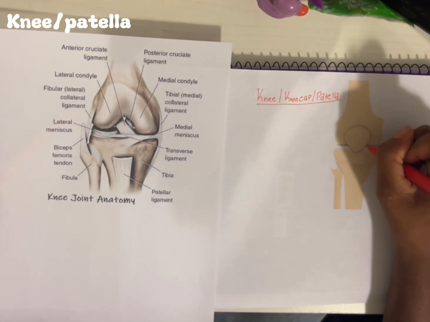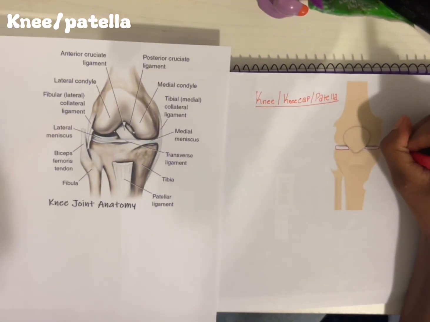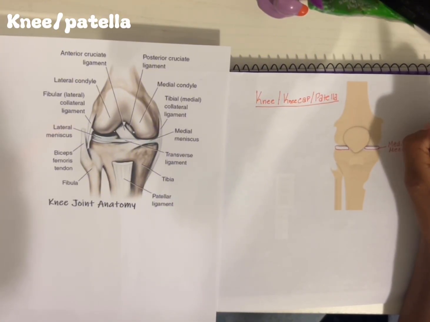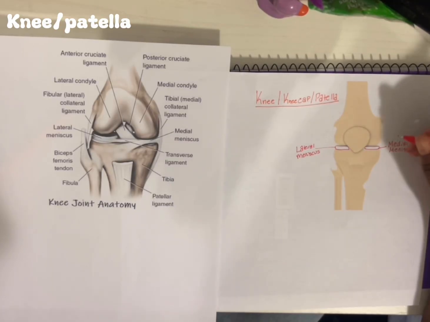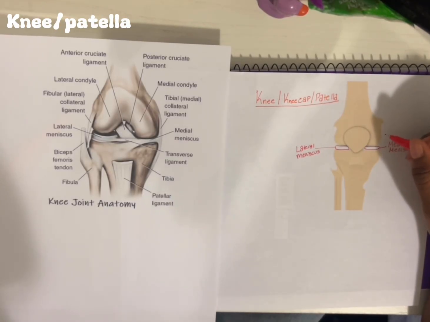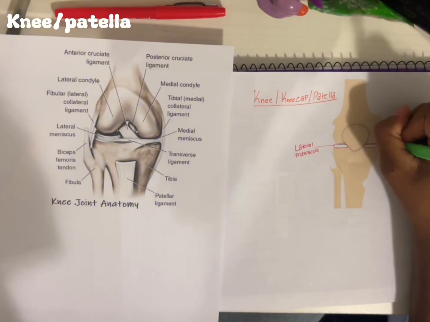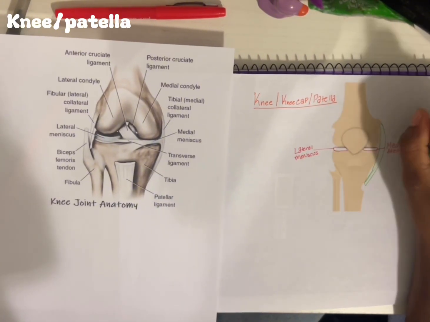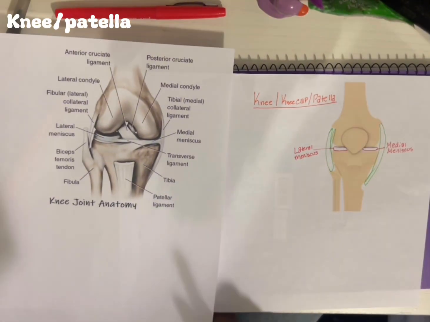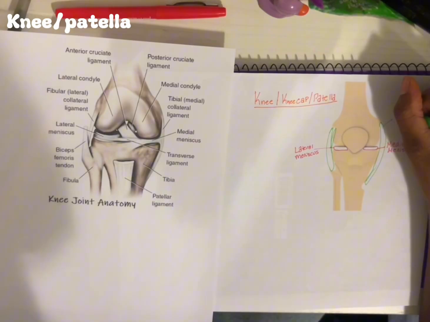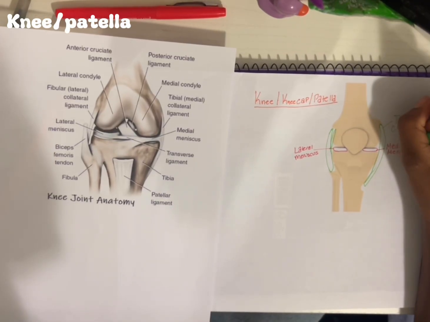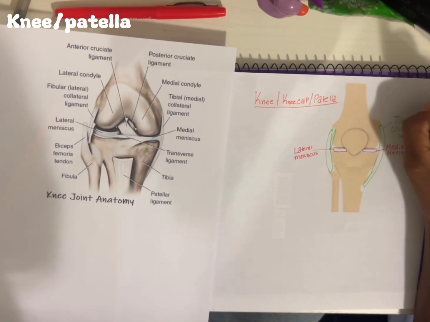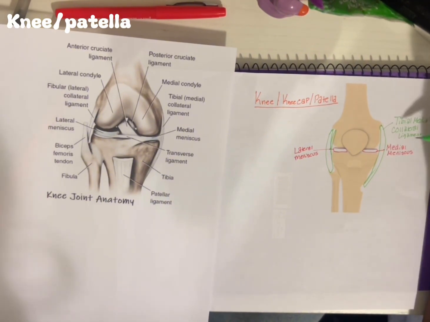These are actual structures. This one here is the medial meniscus. This one is the lateral meniscus. We have the tibial collateral ligament. So these are your ligaments on the side. This one on the side is called the tibial medial collateral ligament. And it's called a ligament because it's holding bone to bone.